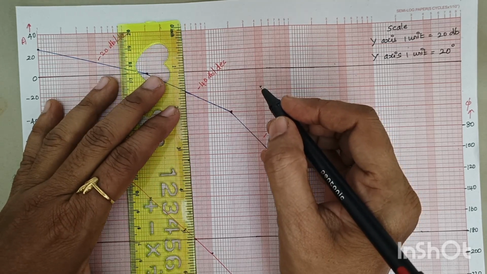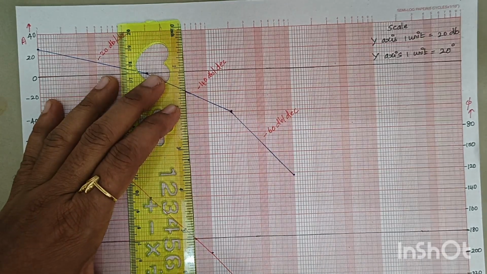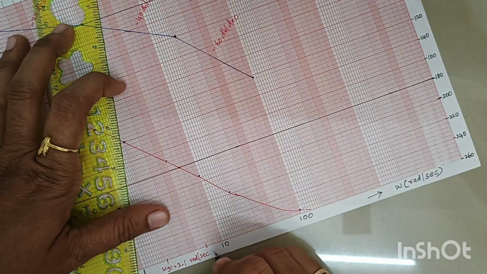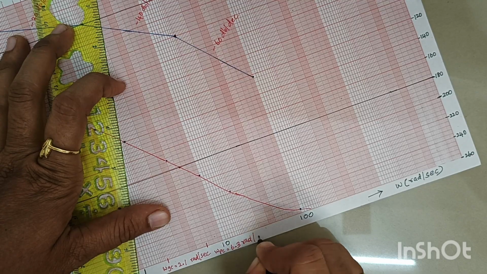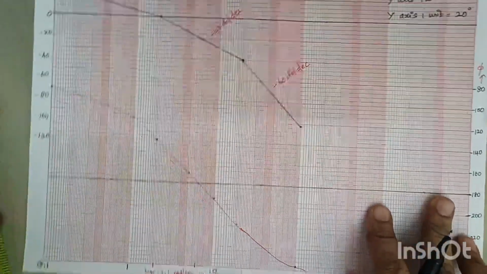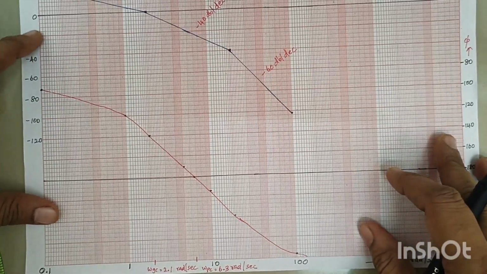Move like this. So it is approximately 6.3. So that is your phase crossover frequency. So it is 6.3 radians per second. Right. Am I making the concept clear?